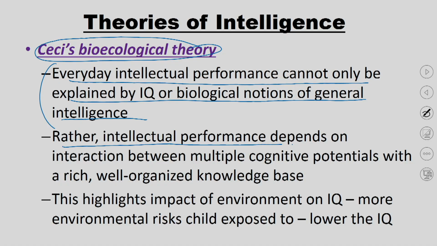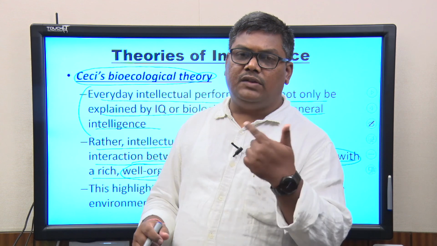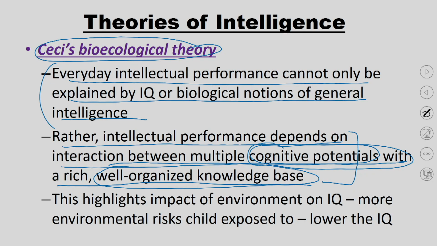So, intellectual performance depends on interaction between multiple cognitive potentials with a rich, well organized knowledge base. So, how much good knowledge you have, and how good your potentials or abilities are, good processing ability, visual processing ability, together with a good knowledge base can actually be what is intelligence. And this highlights the impact of environment on IQ.